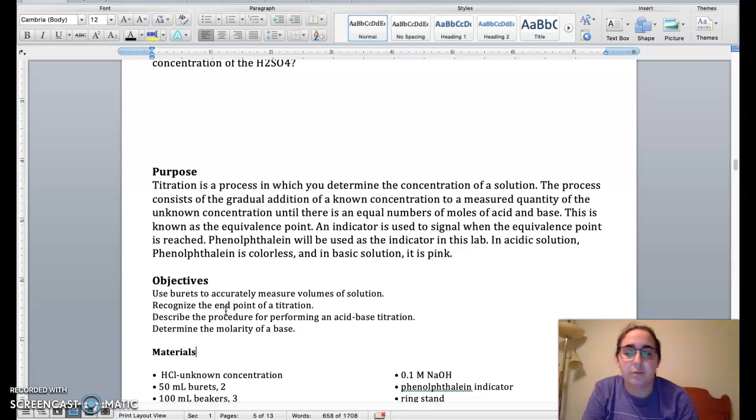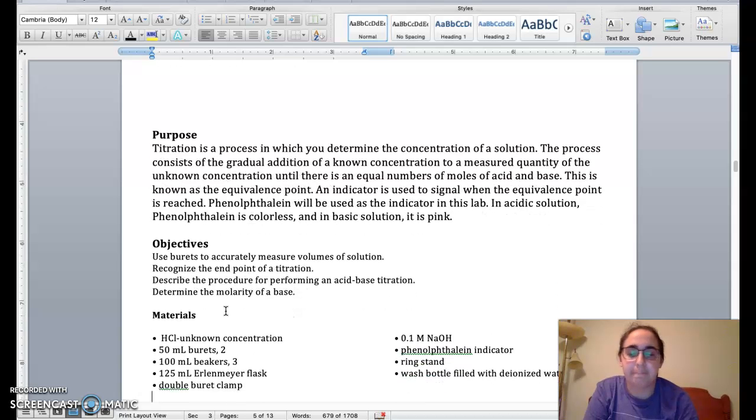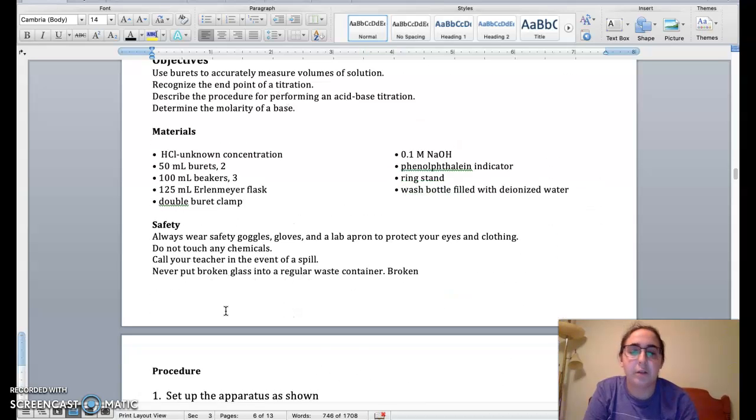So our objectives, they need to be able to use a burette, they need to recognize when they get to that end point of the titration, describe the procedure, and determine the molarity of the unknown. So we have our materials. Again, I forgot to change all of my acids from the original one, so I'll save you from finding some of those mistakes. Really emphasize the safety on this one since we are using unknown acids, and so wear safety goggles, gloves, lab. If anything gets in your eyes or skin, rinse it out.